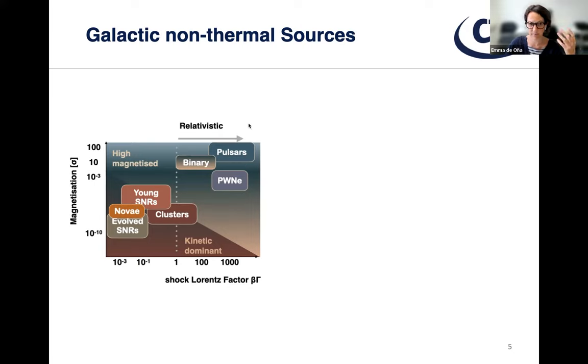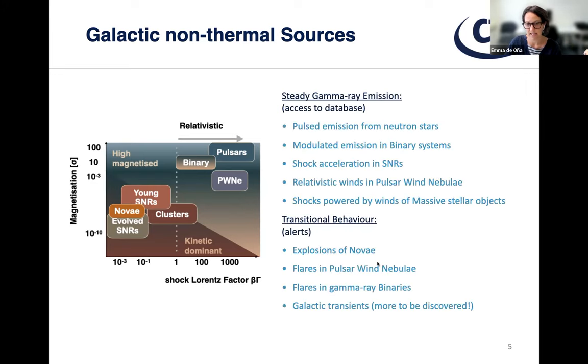accelerators. On one side, you have pulsars and the environment around pulsars with these relativistic winds around them, either isolated or gravitationally bound to a massive star. And then we also have the explosion of supernova remnants and these supersonic winds, either isolated or in clusters, the star clusters, and also the smaller version like novae and this kind of galactic transients. And this is basically the kind of gamma ray emission we expect for these sources. For some of them, we expect steady gamma ray emission.